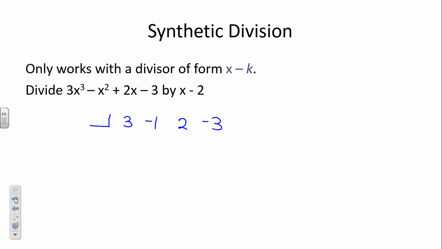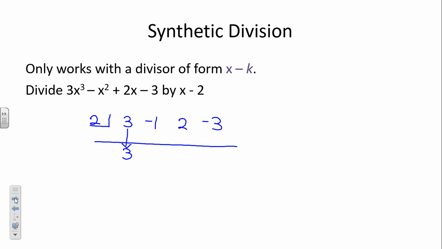When we're given the factor, we always put what would be the 0 in this spot. So if this is x minus 2, what goes here? Positive 2. And then we draw a little line down here and give ourselves some space. So the 3 comes down unmolested. Nobody does anything to it.